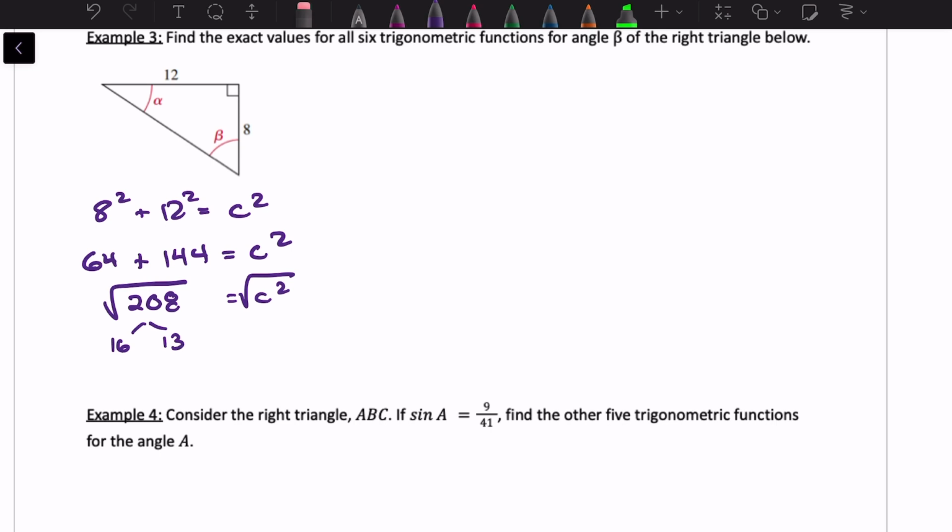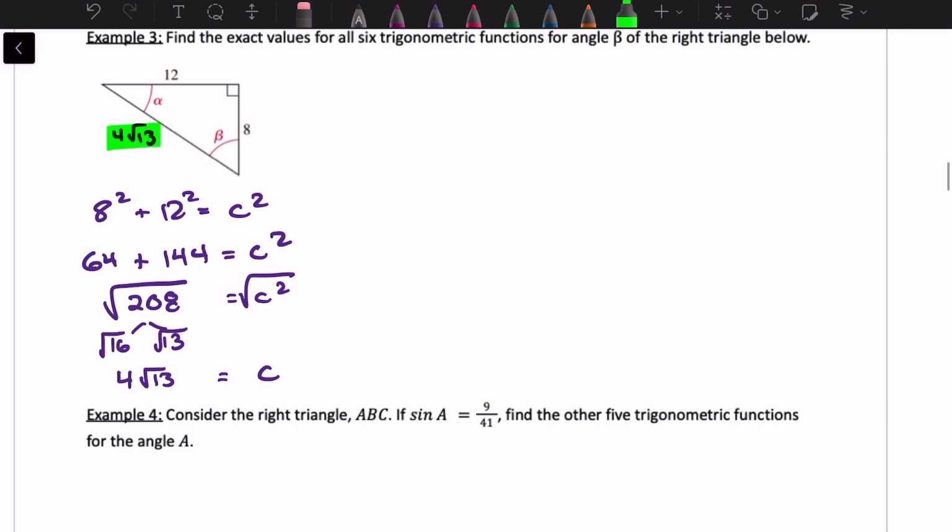16 is a perfect square. I just happened to get that on this first time. You could break it down to its primes and find all the perfect squares that way. So I get 4 radical 13 as the hypotenuse. Okay, so this hypotenuse is 4 radical 13.